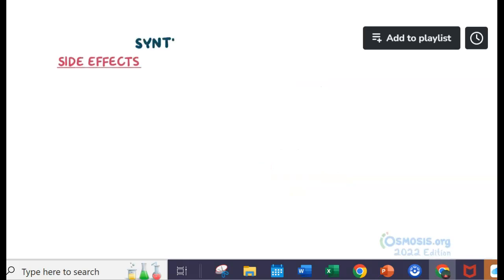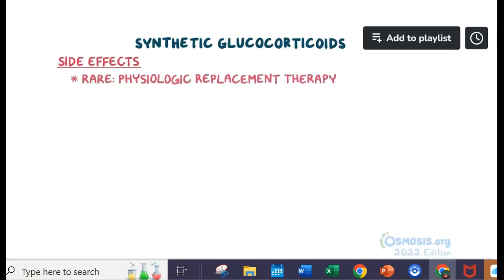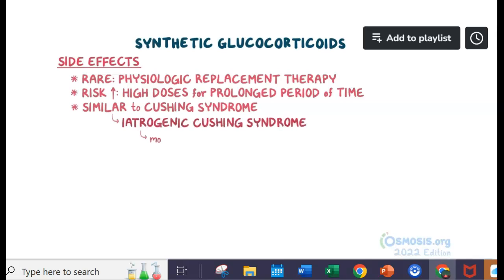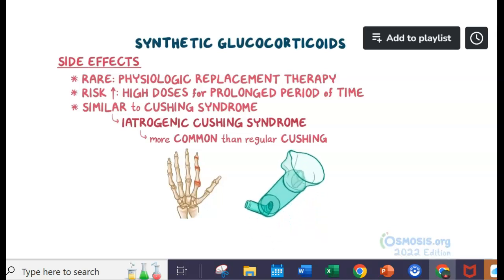Side effects of all the synthetic glucocorticoids are rare when administered for physiologic replacement therapy, but the risk increases in individuals who are receiving high doses for a prolonged period of time. These side effects are pretty similar to Cushing syndrome, since they act just like the cortisol produced by the adrenal glands. When we get these symptoms from an outside source, it's called iatrogenic Cushing syndrome. This is actually more common than regular Cushing syndrome, since glucocorticoids are frequently used to treat fairly common conditions, like rheumatoid arthritis and asthma.